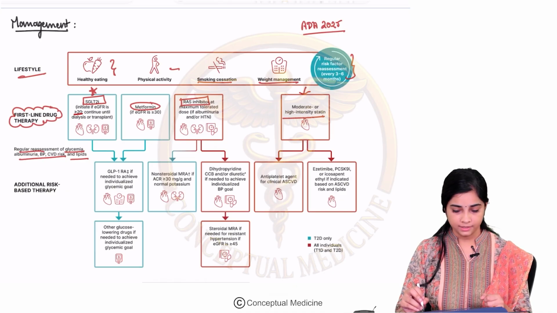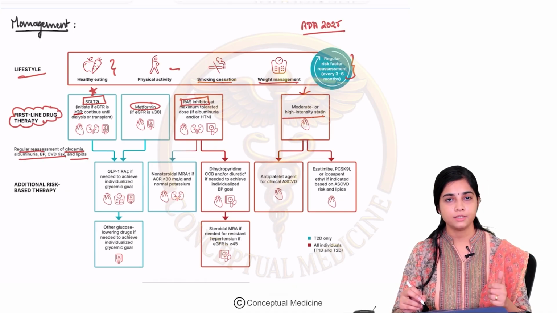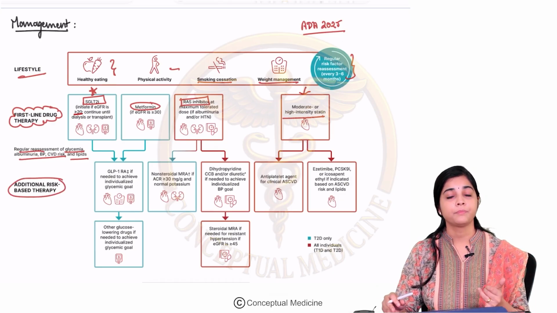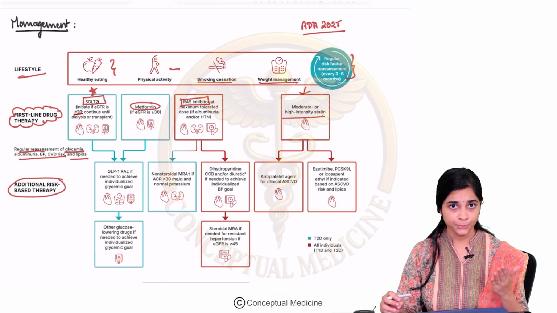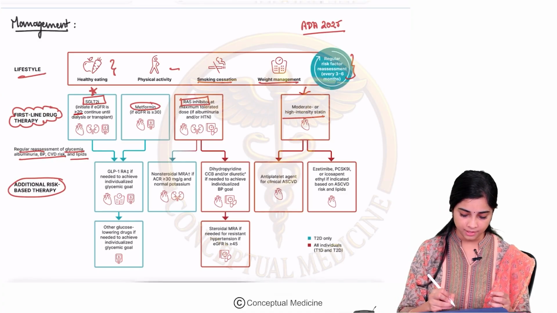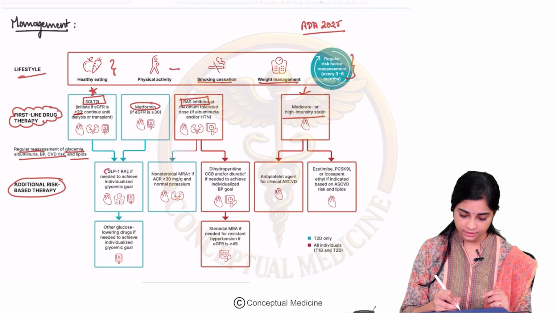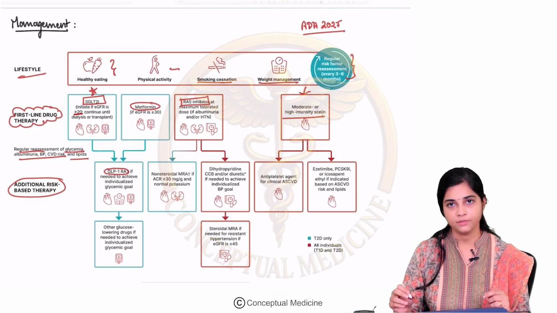Based on your additional risk factors, you have to think of additional treatment as well. So if glycemic improvement is not there, you can consider adding a GLP-1 receptor agonist.